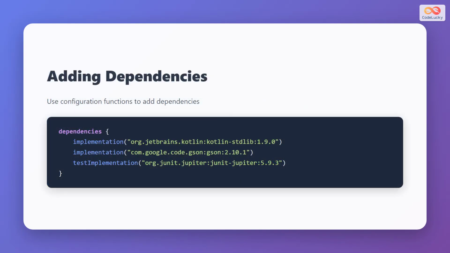To add dependencies to your project, you use configuration functions inside the Dependencies block. For example, you can use the implementation function and pass in the dependency notation as a string. Here we're adding the Kotlin standard library, Google's JSON library for JSON processing, and JUnit Jupiter for testing. Each dependency is added on its own line using the appropriate configuration function.